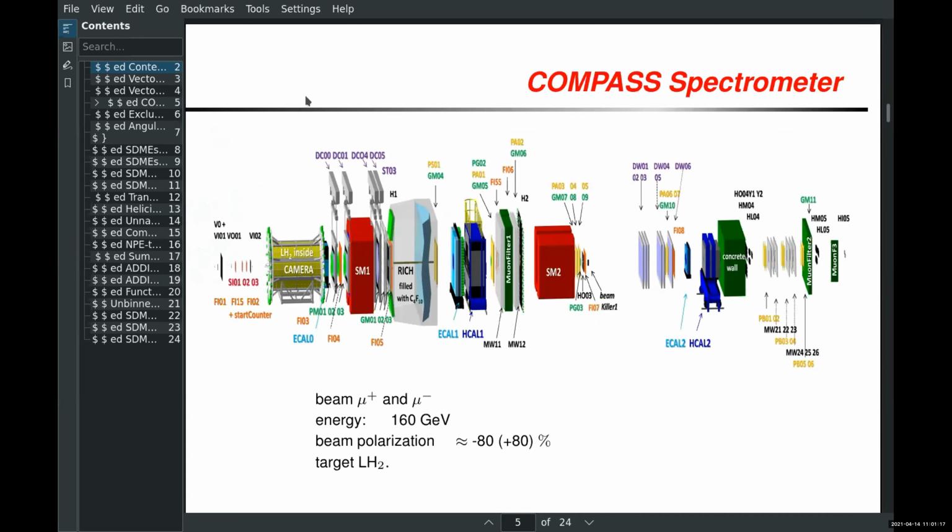For the experiment, we use the Compass spectrometer and a muon beam, mu plus and mu minus. The energy of this beam was 160 GeV, with a beam polarization of approximately 80 percent. We use a liquid hydrogen target, which was here. You see the two magnets, and the region of the registration of the muon is here.